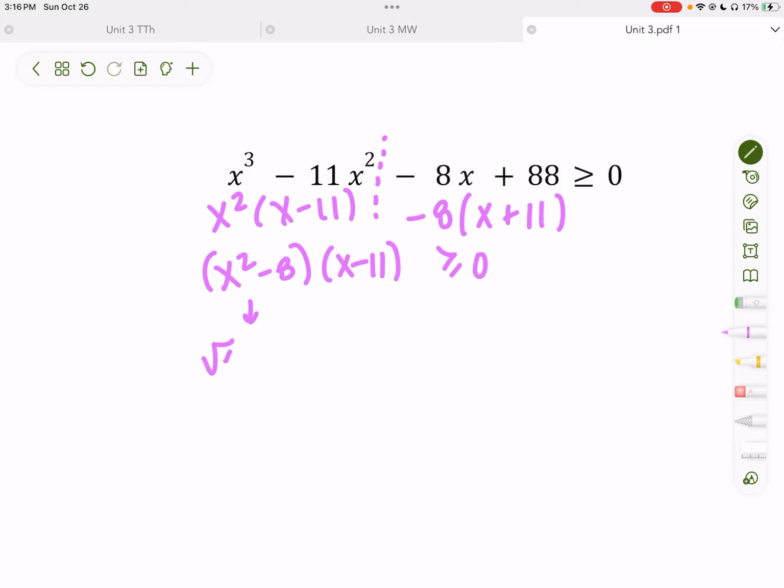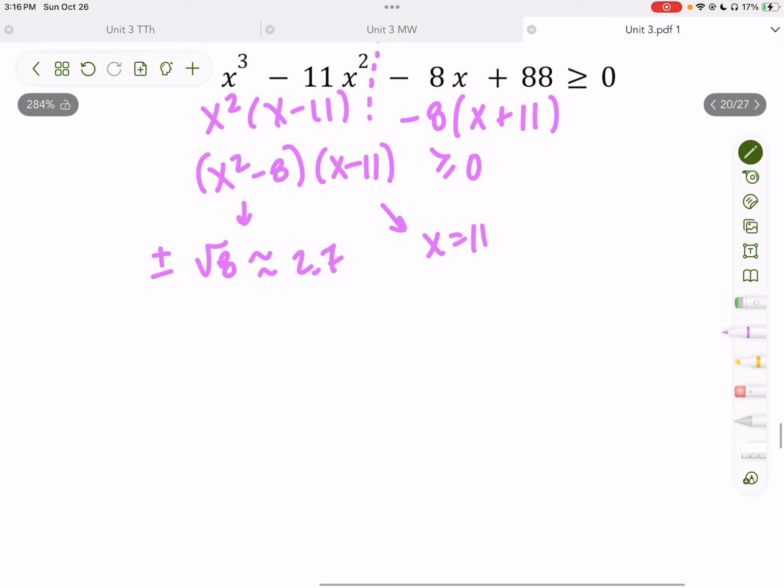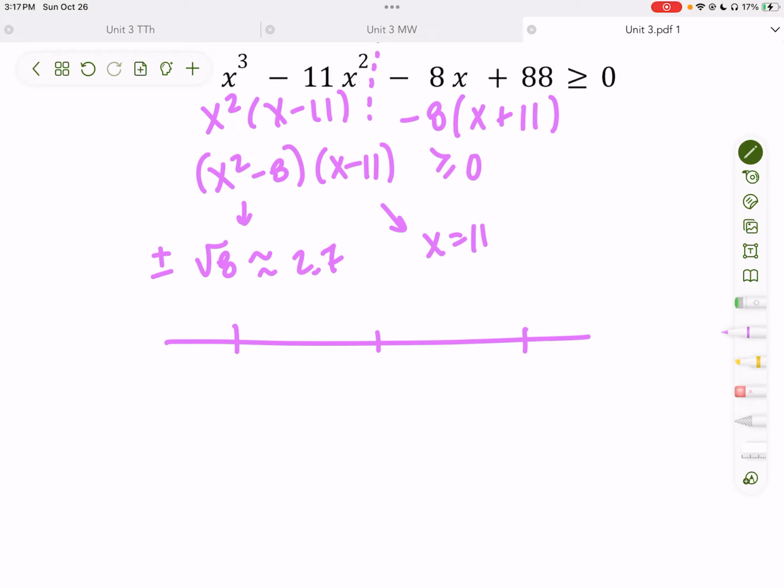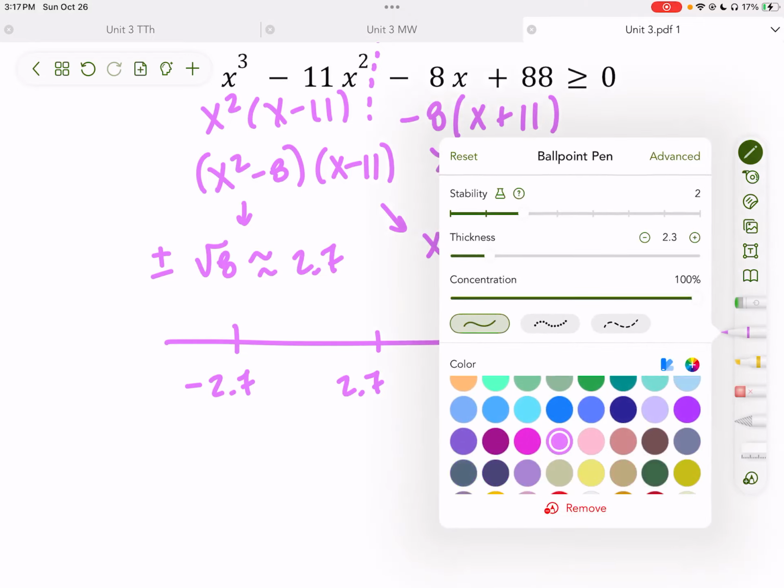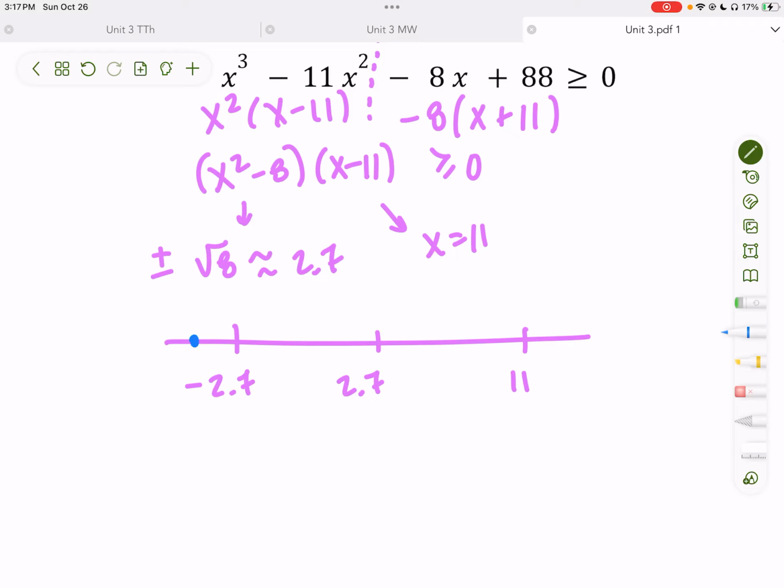So this will be the square root of 8, which is roughly 2.7. But don't forget that's going to be a plus minus. And then we have x equals 11. So on our number line, a couple sections, we'll have -2.7, we'll have 2.7, and we'll have 11. And we can choose some points to plug in.